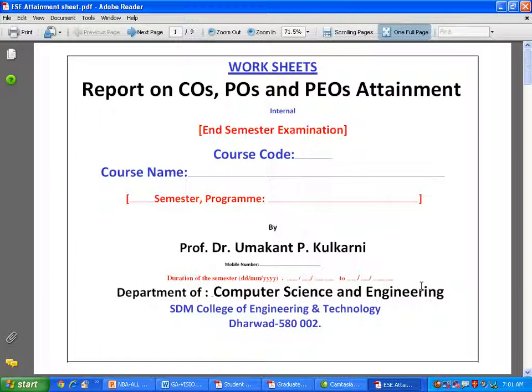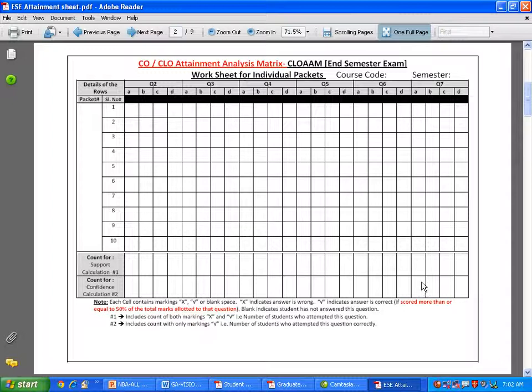This is the cover sheet. It speaks about the course code, course name, which semester, which program, who is the faculty, duration of the semester, contact number, and the department to which this particular course teacher belongs. Look at this. This is the very important sheet. This is done based on the model followed in SDM Engineering College.